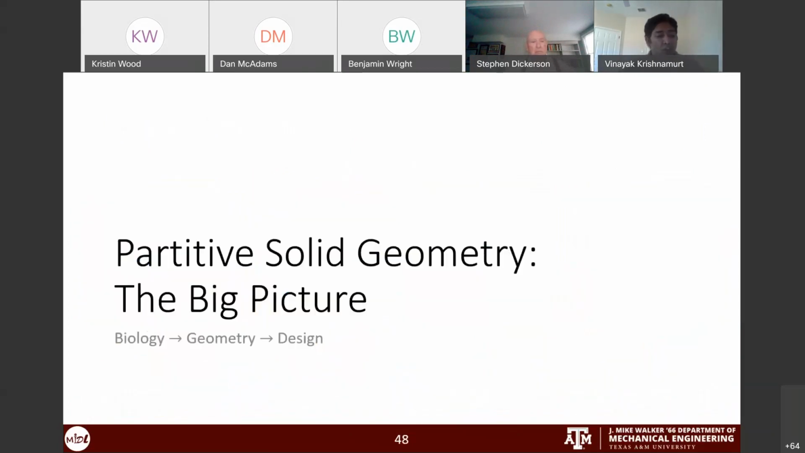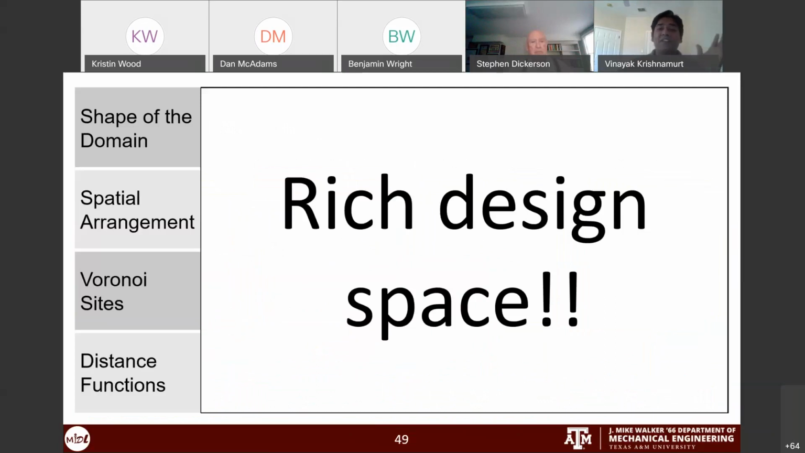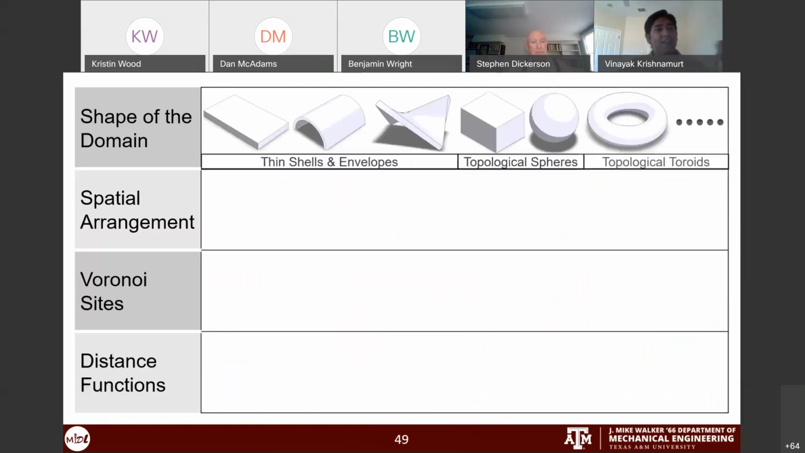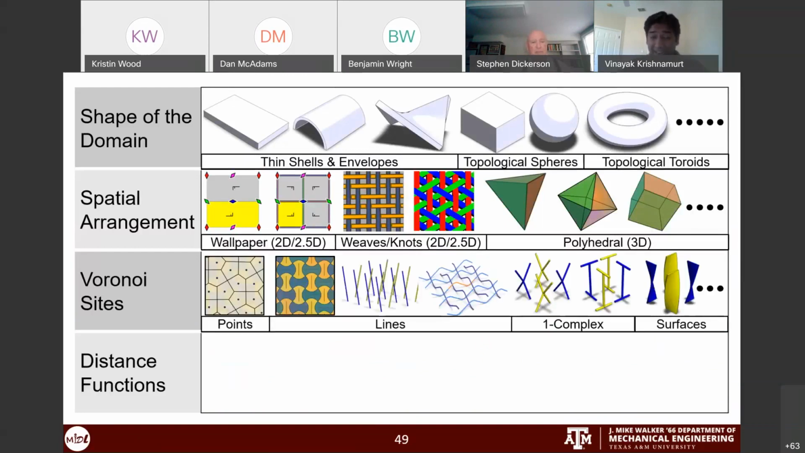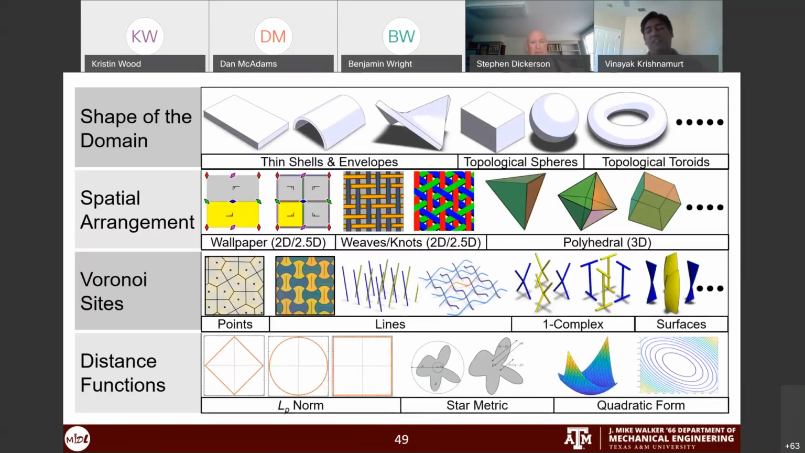Okay, so the big picture for partitive solid geometry is that it affords us a very rich design space, wherein you can choose from a variety of shape domains, like what kind of domain you want to partition, different types of spatial arrangements going all the way from 2D, 2.5D to 3D, different types of designs of Voronoi sites, and different types of distance functions.